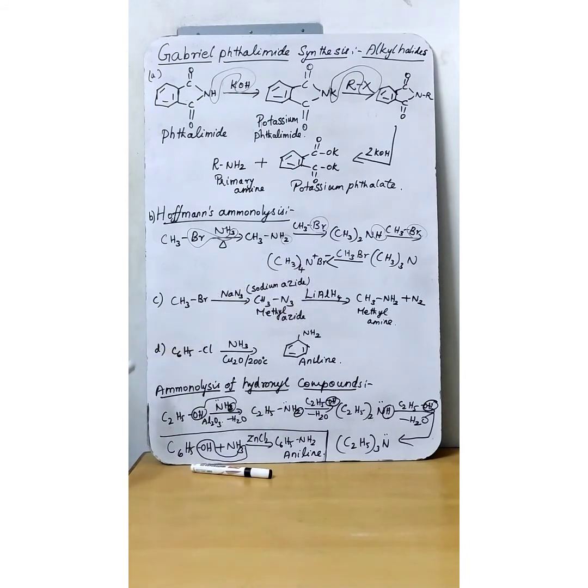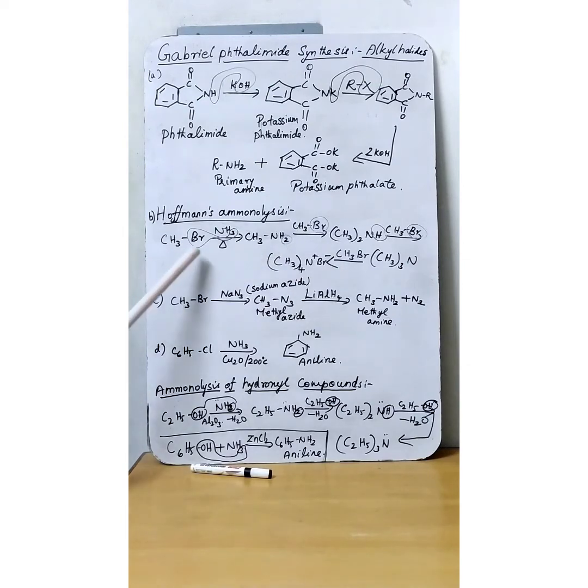Quaternary means 4. Ammonium means NH4 plus. Instead of the 4 hydrogen in the ammonium ion, all the 4 hydrogen will be replaced by 4 methyl groups. Understood? Okay. So this is called a quaternary ammonium salt. Both plus and minus, so it is nothing but a salt-like product. Understood? So the quaternary ammonium salt will be the product.